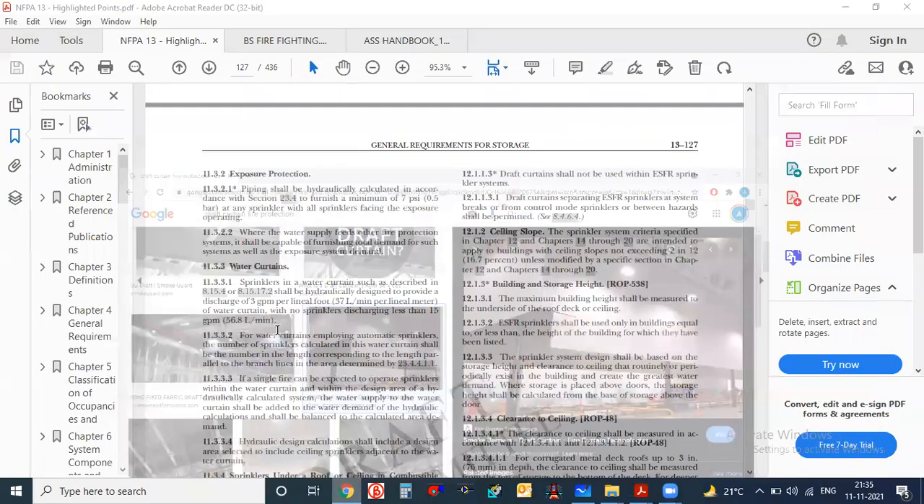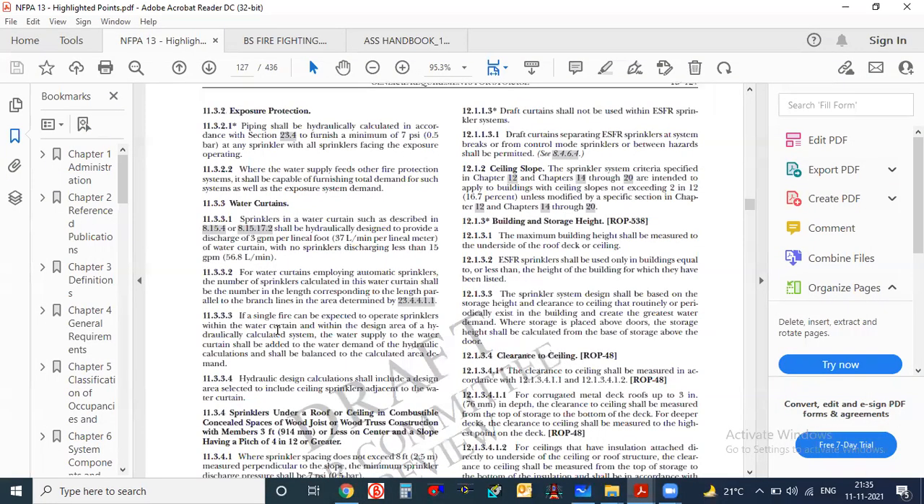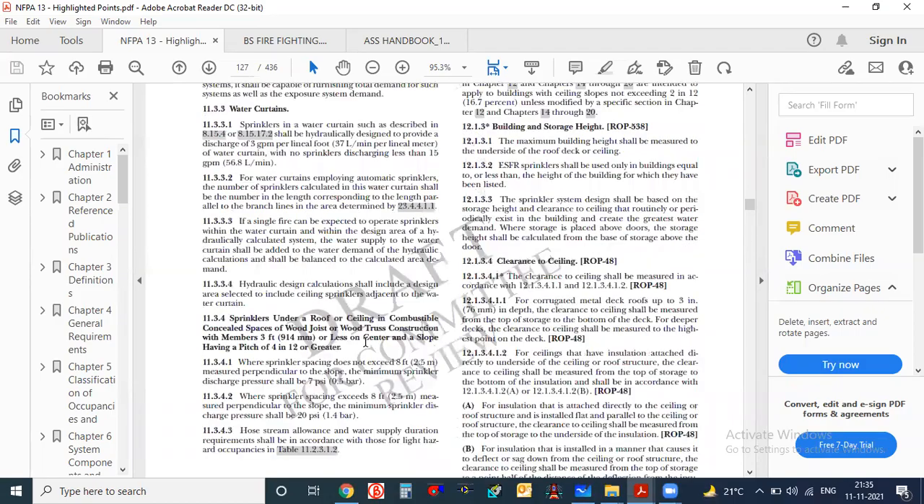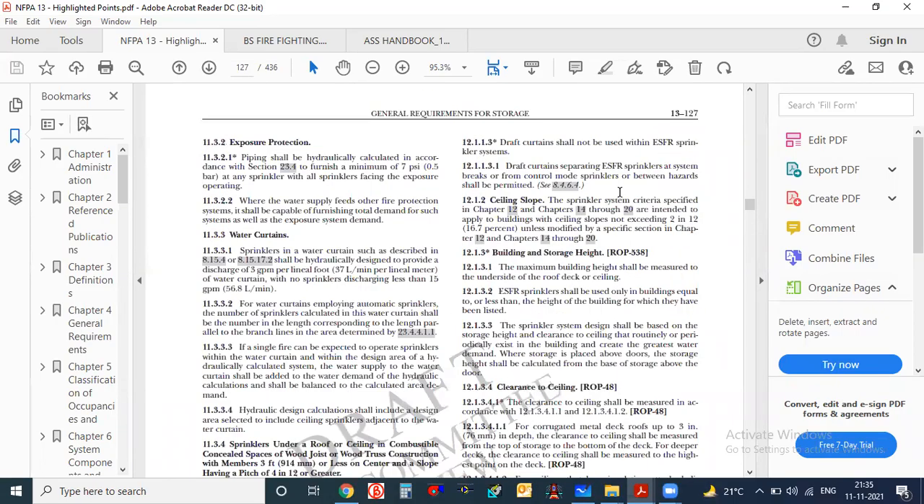So here they have given something about the draft curtains and roof vents, and they are telling that whenever you are using any draft curtains or roof vent, be careful with the sprinkler system.